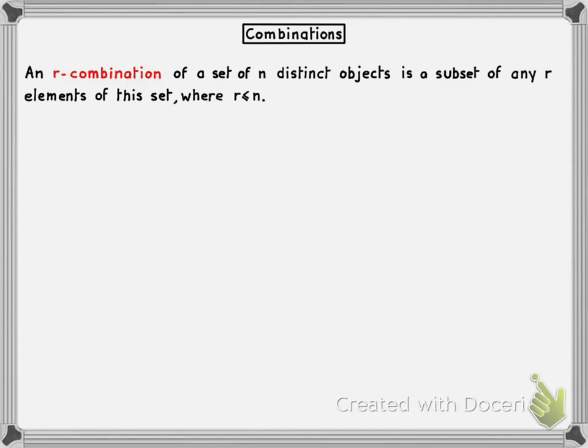Welcome back. In this segment, we will discuss the concept of a combination. Again, let's assume we start with a set S containing n elements. By definition, an R combination of S is simply a subset of size R, where R is an integer less than or equal to n.